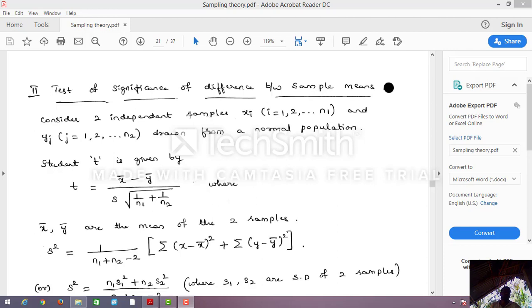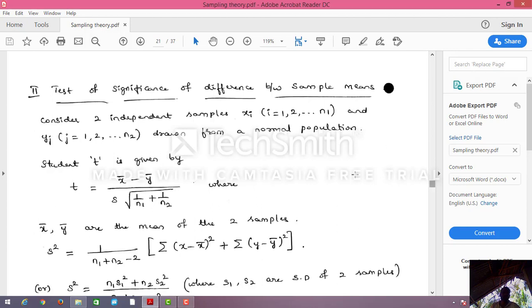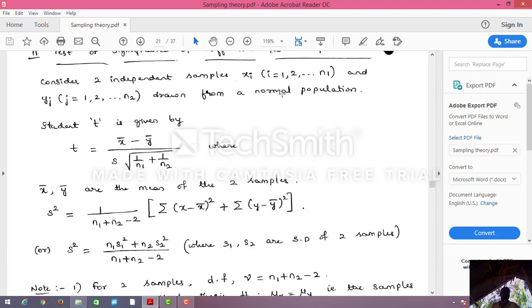In this one, consider two independent samples x_i, i equal to 1, 2, and so on up to n1, where n1 is the sample size, and y_j, j equal to 1, 2, and so on up to n2, is the other sample, drawn from a normal population. Student t is given by... If two populations are given, n1 is one sample size and n2 is the other sample size. So these two events are independent.